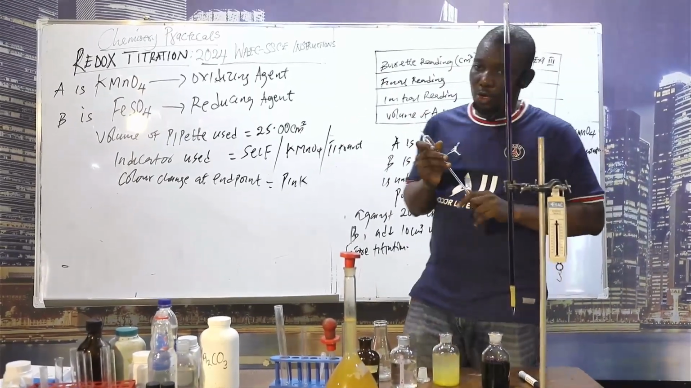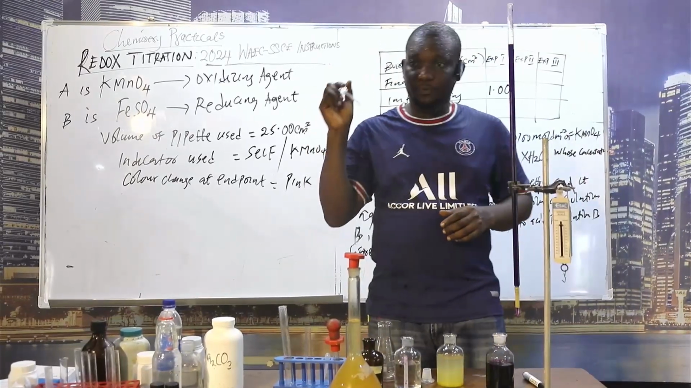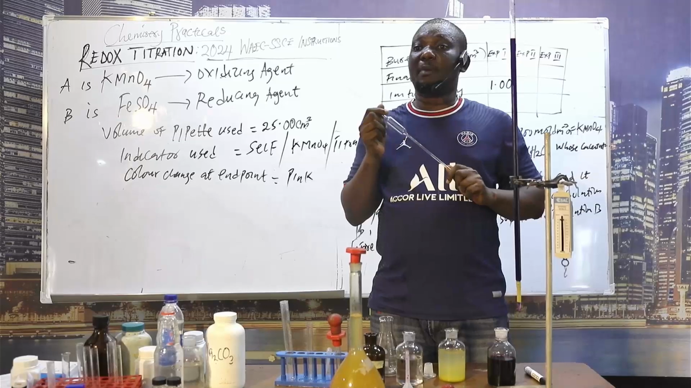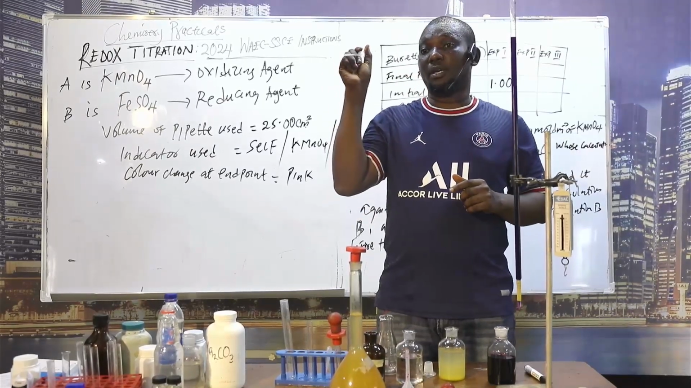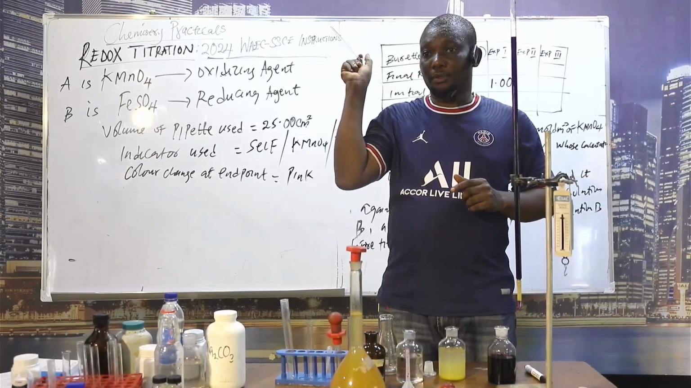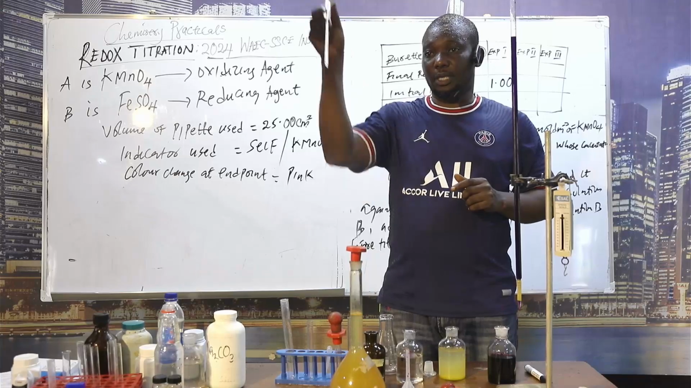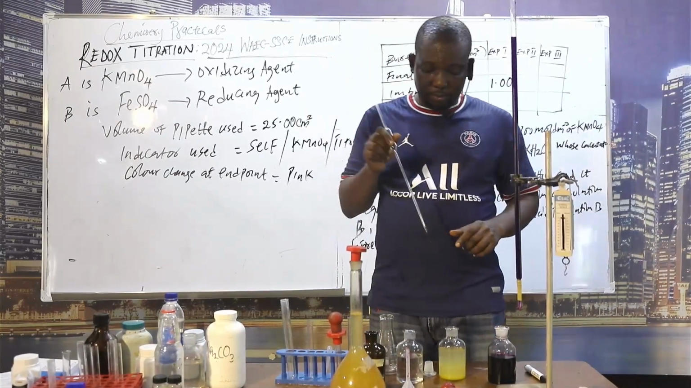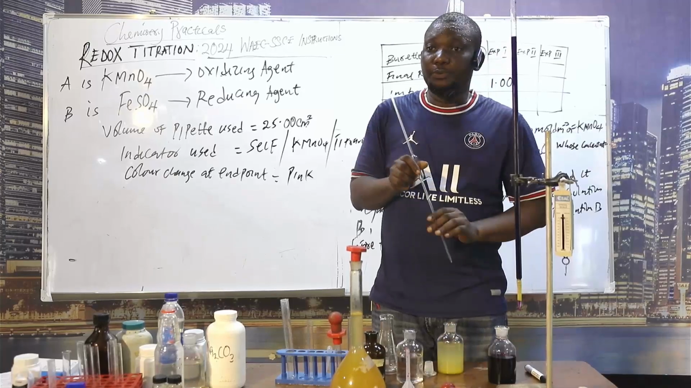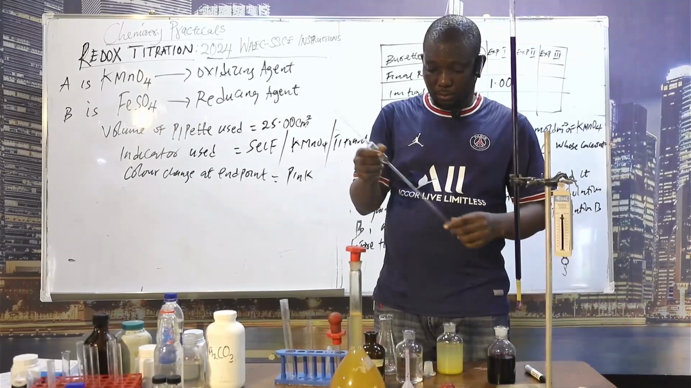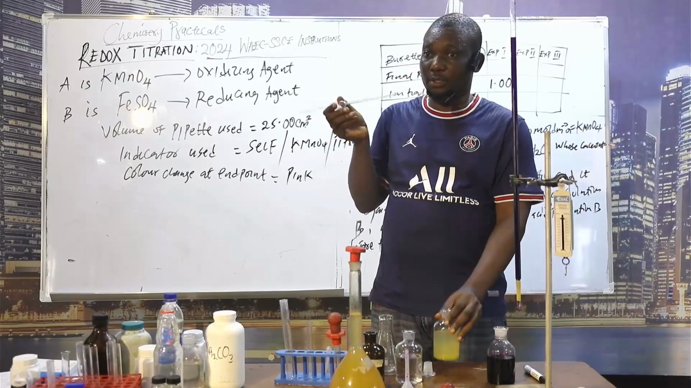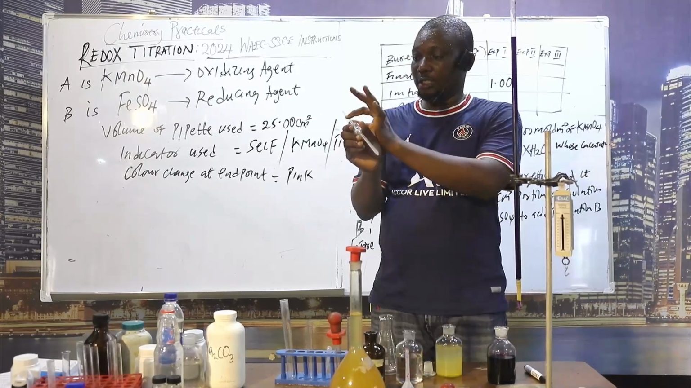So for this video, we are using 25 as our volume of pipette. And by extension, that will be the volume of our B. So when we are solving numericals, this will be our volume of B. So you now take the value by measuring the value by pipetting. Pipetting here is sucking it until you reach this mark.